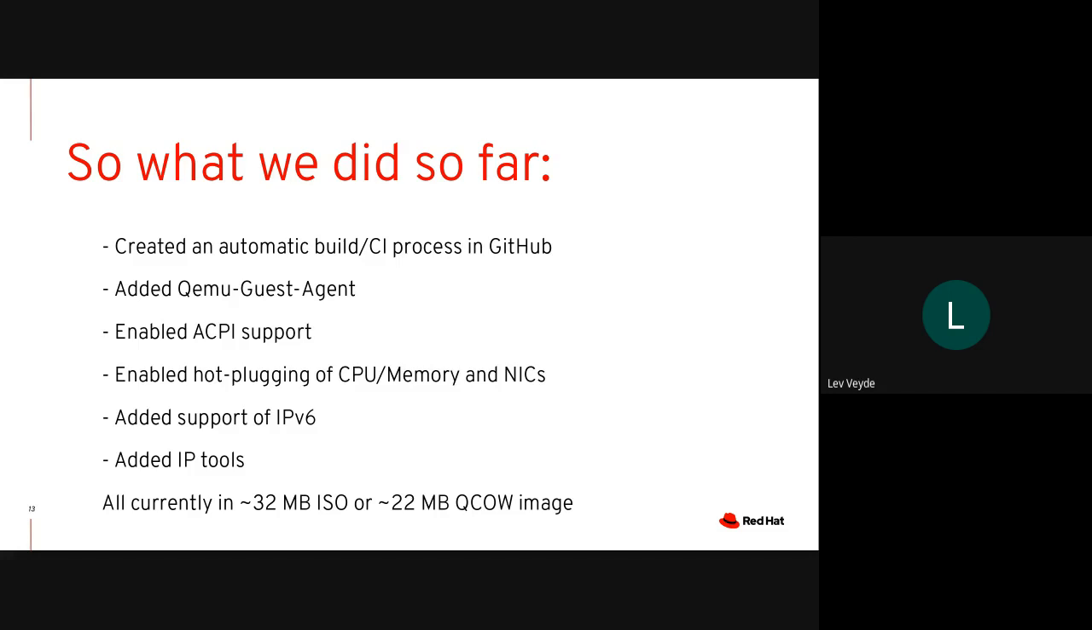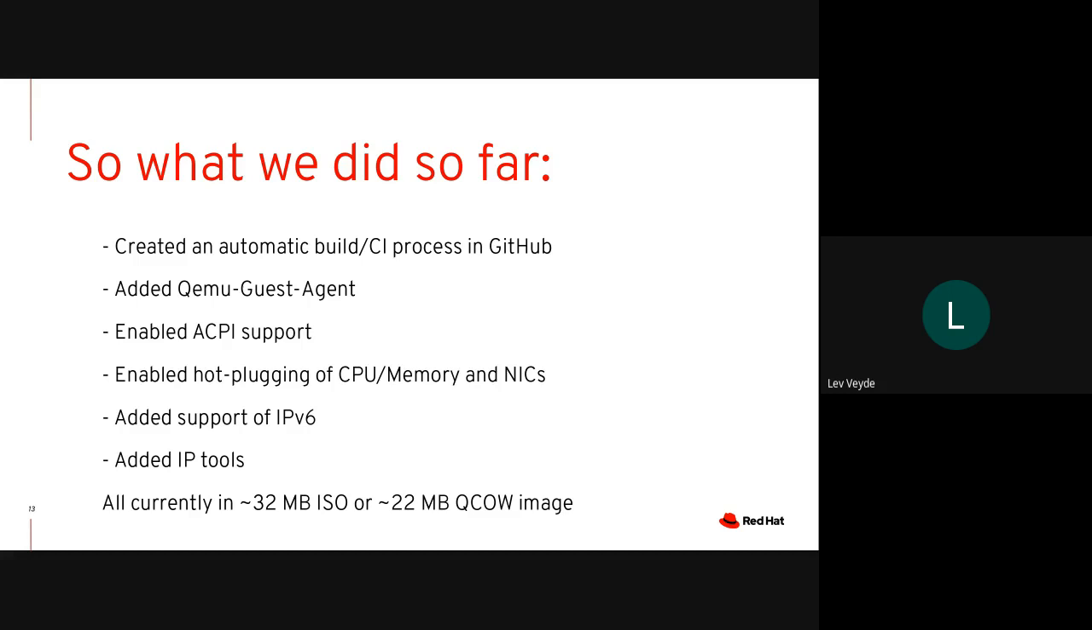We added support for hot plugging of CPU, memory, and network adapters, so our distro is able to work with it out of the box. You can add a CPU and it becomes online automatically. You can add memory. This was actually the most tricky one, because it required both the kernel recompilation and some modification in the parameters. And you can add network adapters and they also become online automatically. We enabled support of IPv6.